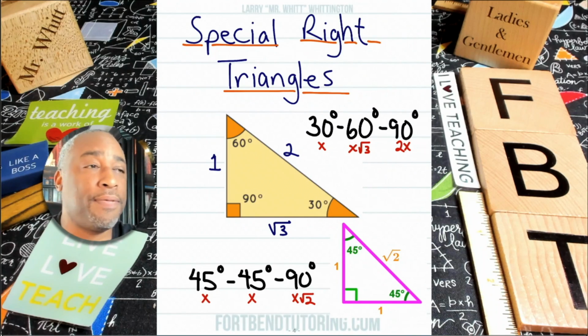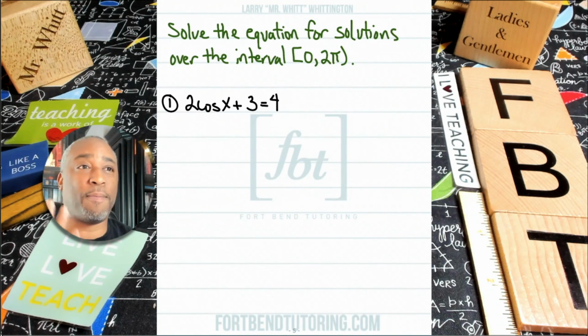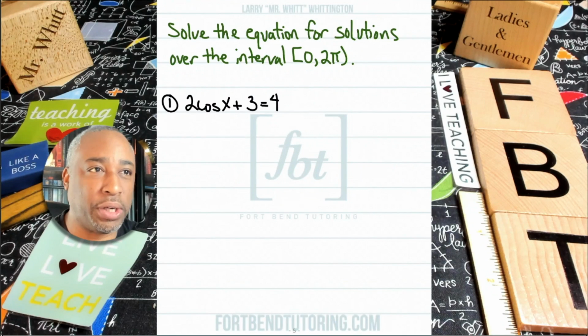And so I have for us the 30, 60, 90 right triangle and their ratios. I also have the 45, 45, 90 degree right triangles, right there, and their ratios. So we're going to be utilizing that to calculate the values because I didn't memorize the unit circle. All right, next we have problem number 1, the directions.